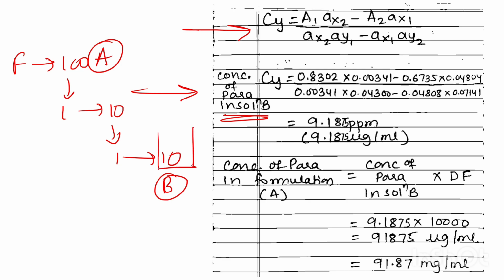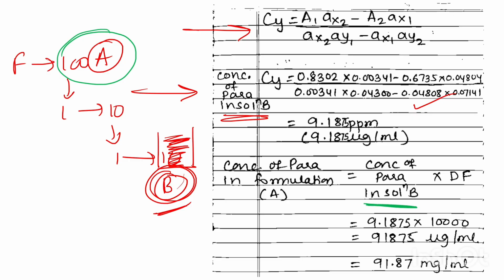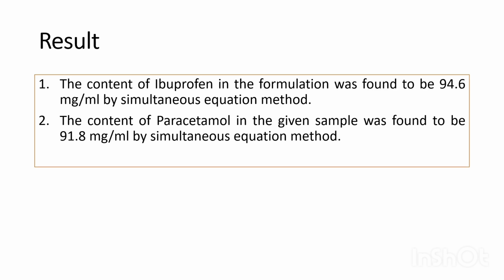This flask we had taken for the measurement of absorbance. इसका absorbance हमारे पास है. So that absorbance and the related calculations we have substituted here. So this is the concentration of Y in this B solution. And now to get the concentration of Y in this solution, this concentration of B multiplied by dilution factor. And the answer is coming out to be 91.87 milligrams per ml. I hope the calculations are clear, and this is how you have to report the result statement.